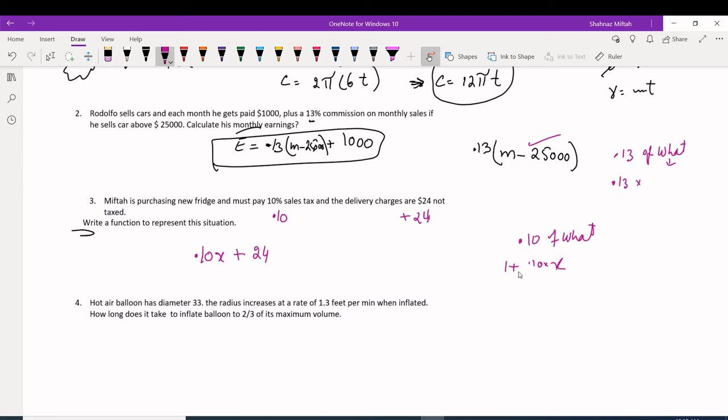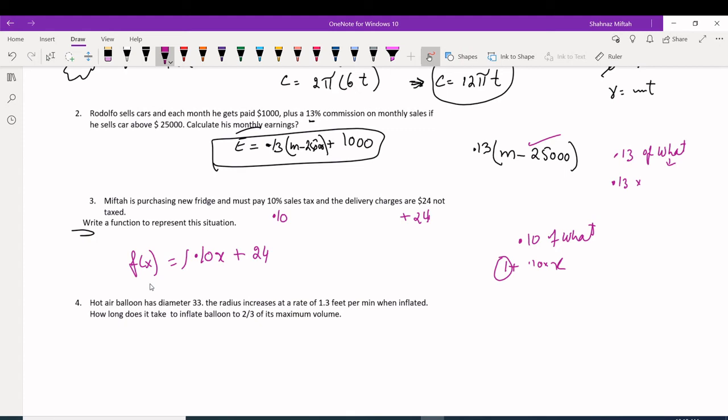So to represent the situation, this one is like 100 out of 100%, like a total. So when I add that, it's going to give me 1.10x plus 25. This is a new fridge, 10% tax, delivery charges, and that's how you represent this function, f of x. You can say f of x or whatever variable you want. So this is how the percent goes. Percent of what? Remember that.